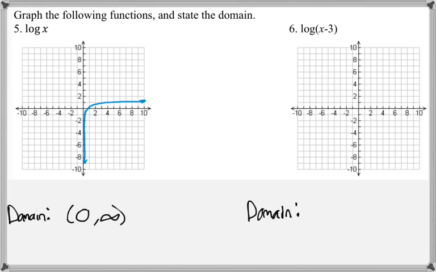Okay, let's graph log of x minus 3. And that's going to look like this. And it looks like it just stops here on the calculator, but that's actually not what it's supposed to look like. It's supposed to continue going down like this.